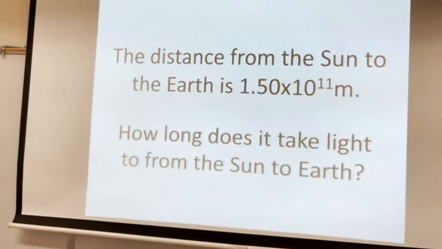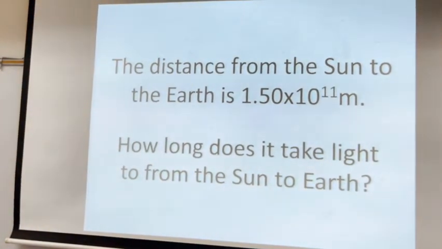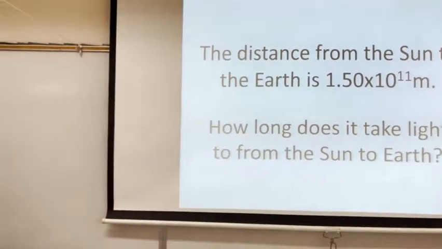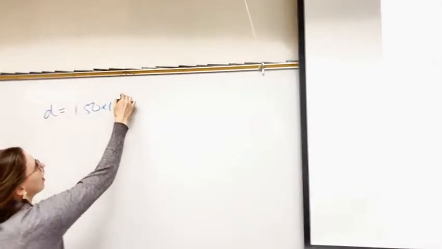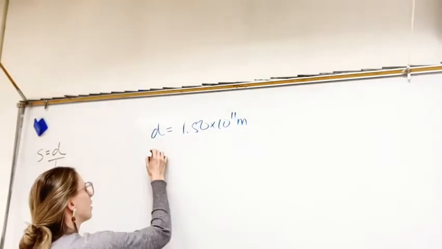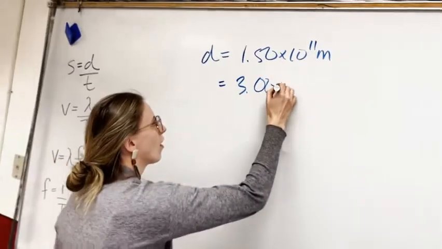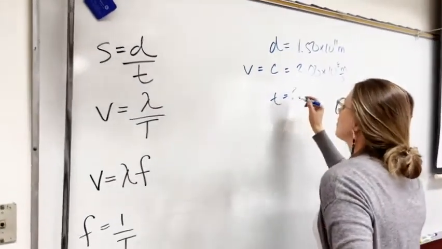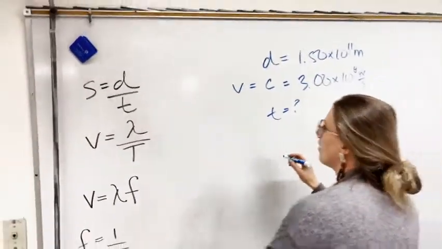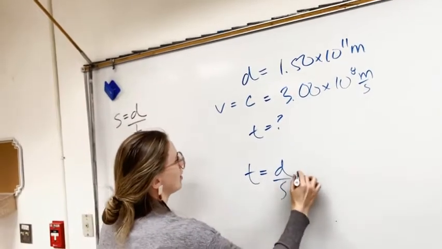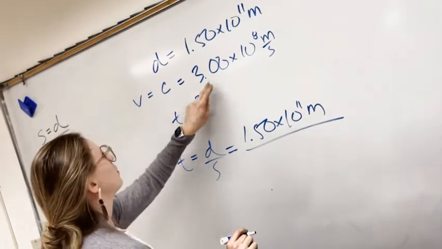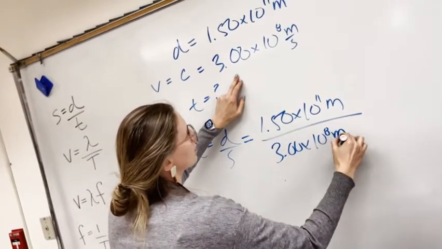Here is a question. The distance from the sun to the earth is 1.50 times 10 to the 11 meters. How long does it take light to go from the sun to the earth? So the distance is like that, and the speed of light is 3.0 times 10 to the 8, that's C, just like velocity. If you want to know time, which equation are we going to use? So T equals D over S, and I'm going to plug in 1.50 times 10 to the 11th meters divided by the speed, 3.00 times 10 to the 8 meters per second.